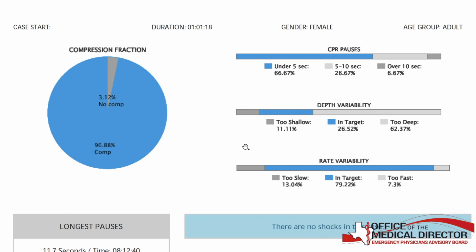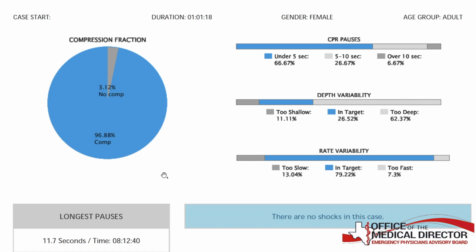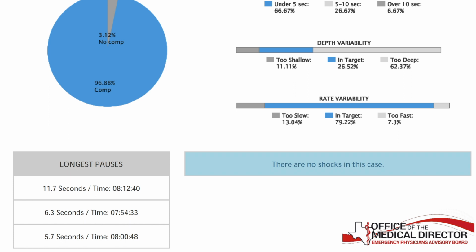As far as rate, sort of the same layout. 13% were too slow. Then we had 79%, a good majority, in target, and then 7% were too fast. And down here it gives you a breakdown of all of your longest pauses. And so we said there's probably one in this case that was over 10 seconds, and sure enough, there's one that was 11.7 seconds, and then a couple others.